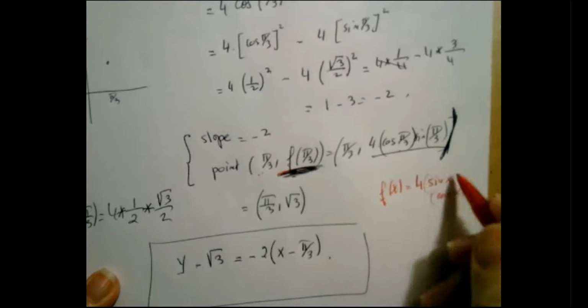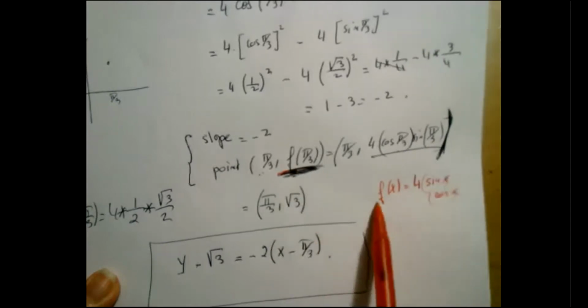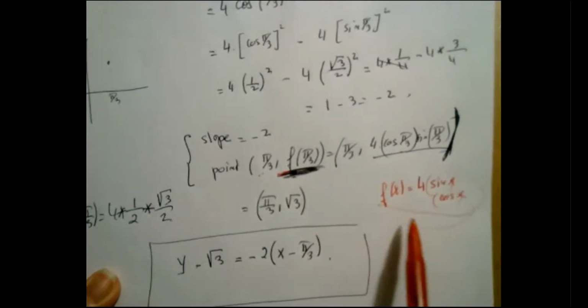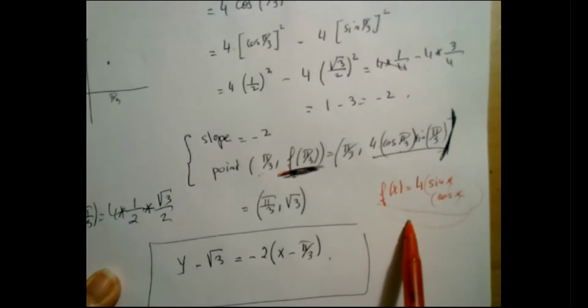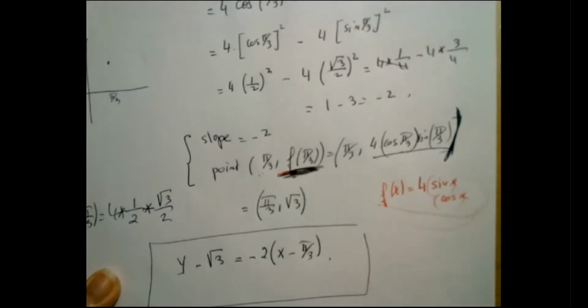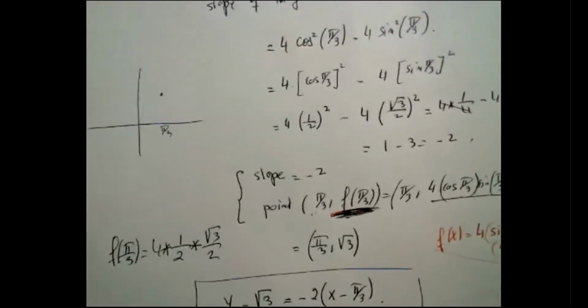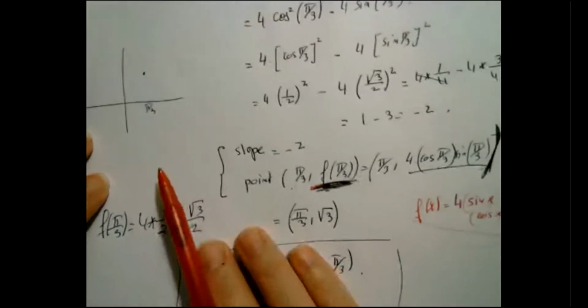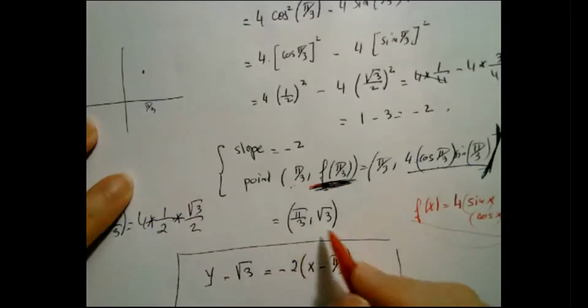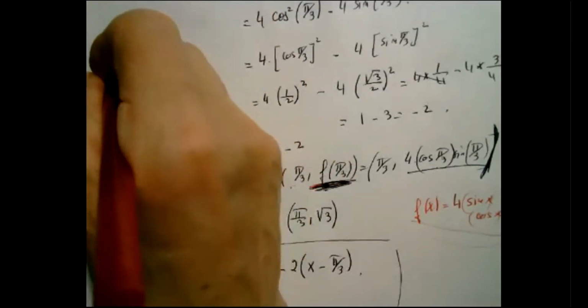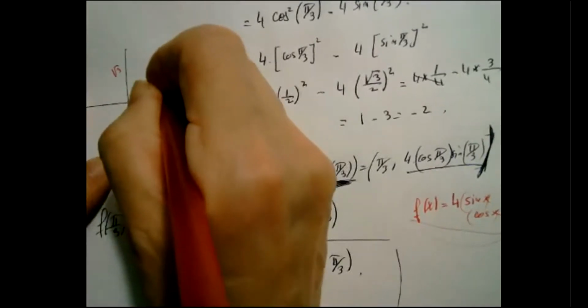So you just plug it in? You should plug in pi over 3 into the expression of the function itself, not the derivative anymore. Is that clear? The function itself. Yes, because this is the point on the graph of the function. So now, if I go back here, this is pi over 3, the output is the function value, and that's the square root of 3.